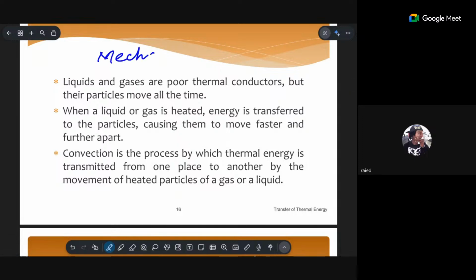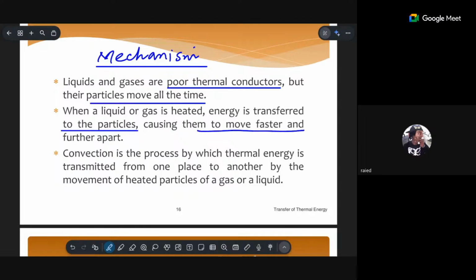The mechanism of convection is that liquids and gases are poor thermal conductors, but their particles move all the time. When the liquid or the gas is heated, the energy is transferred to the particles, and that causes them to move faster or further away. There are several steps in convection, which I will explain on the next slide.